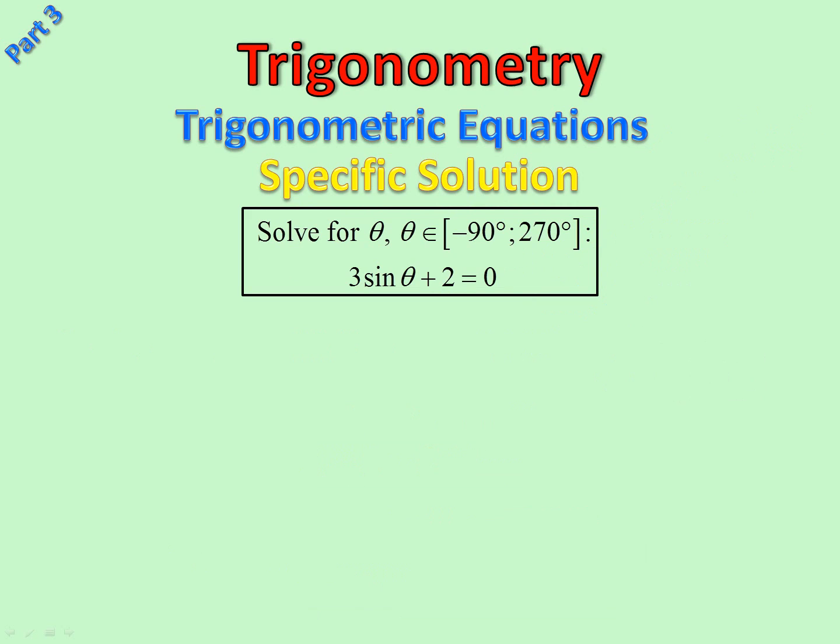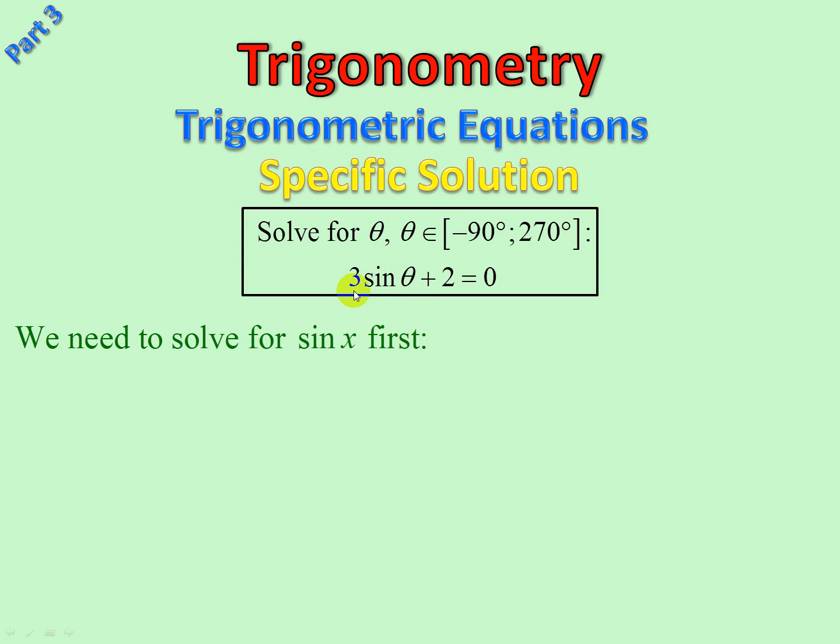Let's do another one. 3 sine theta plus 2 equals 0, from negative 90 to 270. We need to solve for the sine first. Remember, sine, cos, tan clutch onto the angle, but this sine is just clutching onto theta, so we'll eliminate sine before we go to theta. But we need to get rid of the 2 and 3 first.